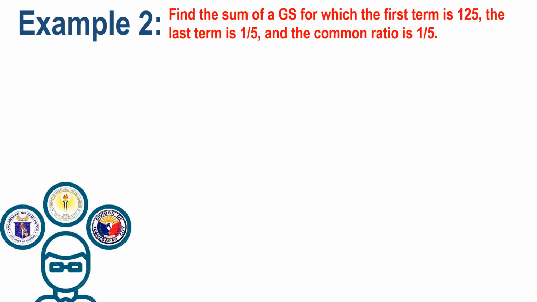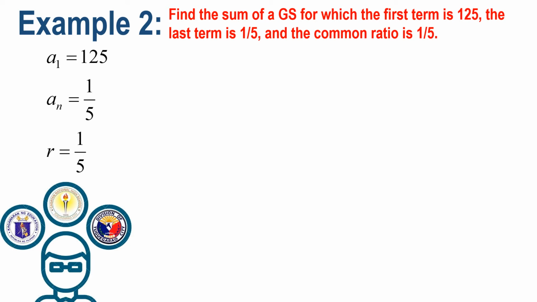Let's try to solve example number 2 using our alternative formula. Find the sum of the terms of a geometric sequence for which the first term is 125, the last term is 1/5, and the common ratio is also 1/5. Notice, class, that in the problem, the first term is 125, the last term is 1/5, and the common ratio is also 1/5.